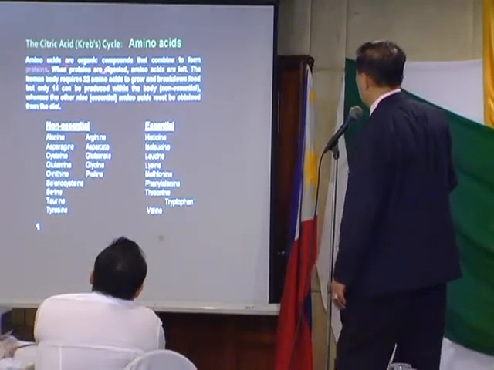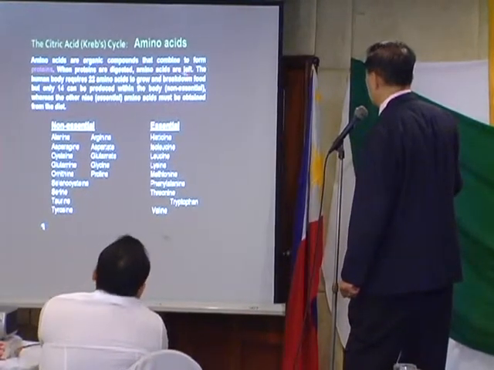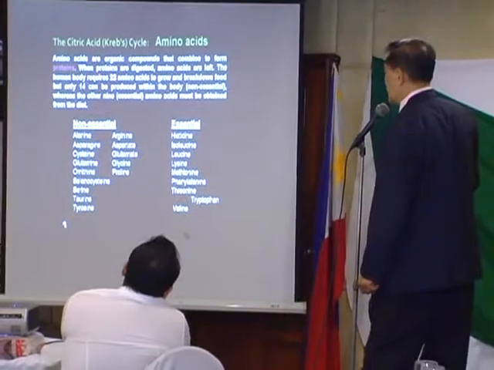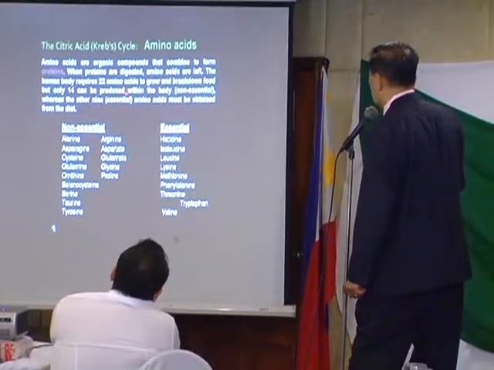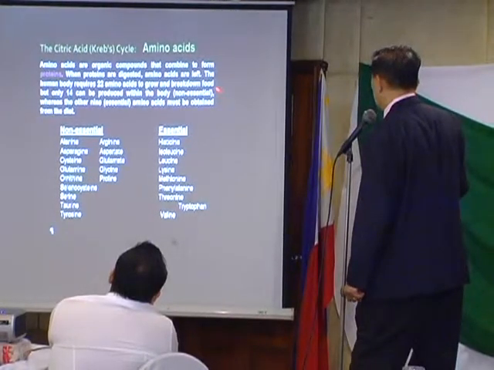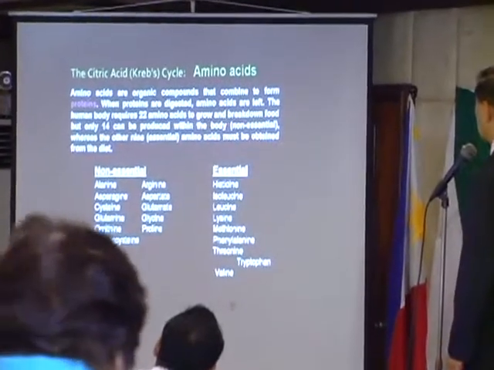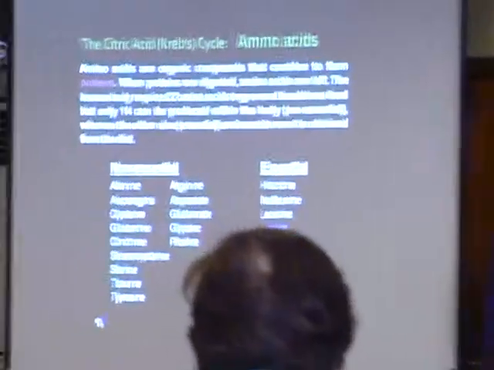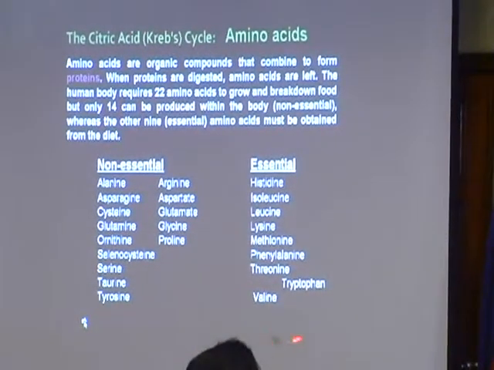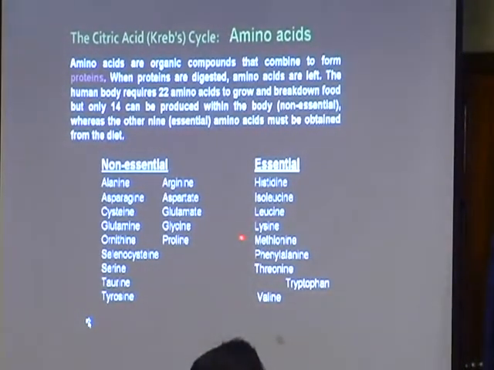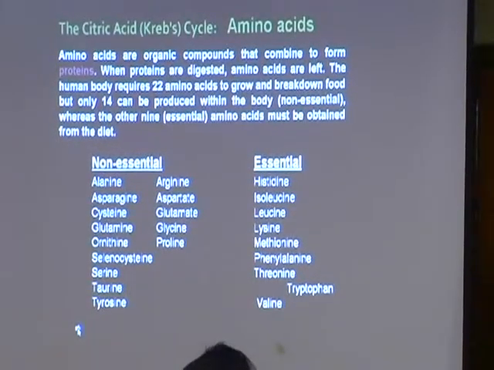Amino acids are organic compounds that combine to form proteins. When proteins are digested, amino acids are left. The human body requires 22 amino acids to grow and break down food, but only 14 can be produced within the body. That's why they are called non-essential. We can make them. Whereas the other 9 essential amino acids must be obtained from the diet. So what are the non-essentials you have there? And these are the essentials. All of them are 8, and they become 9 for babies and children.